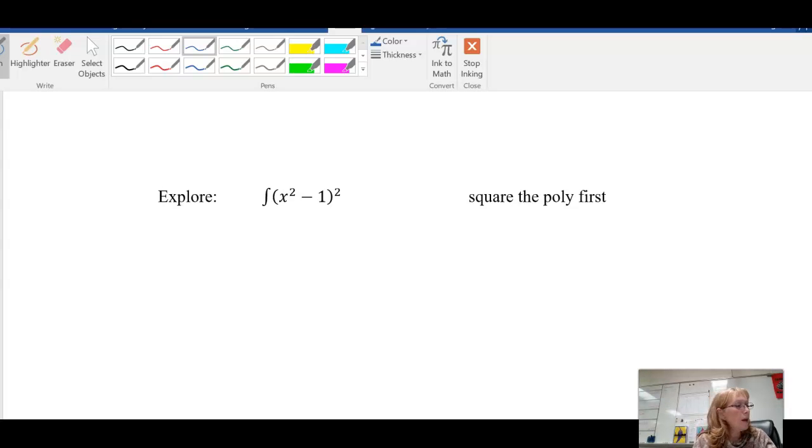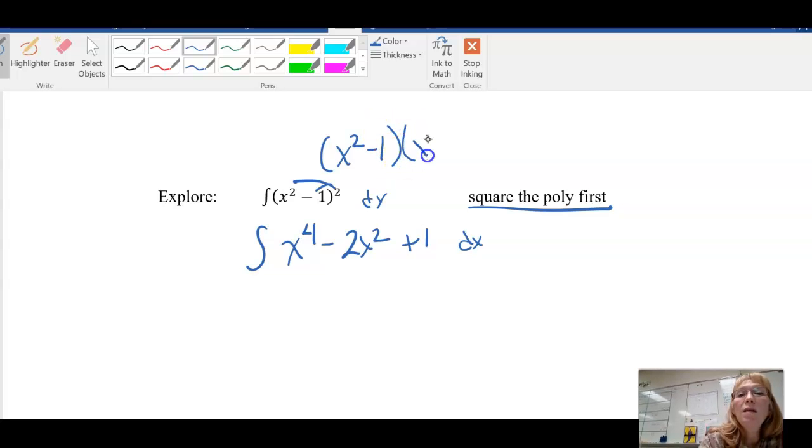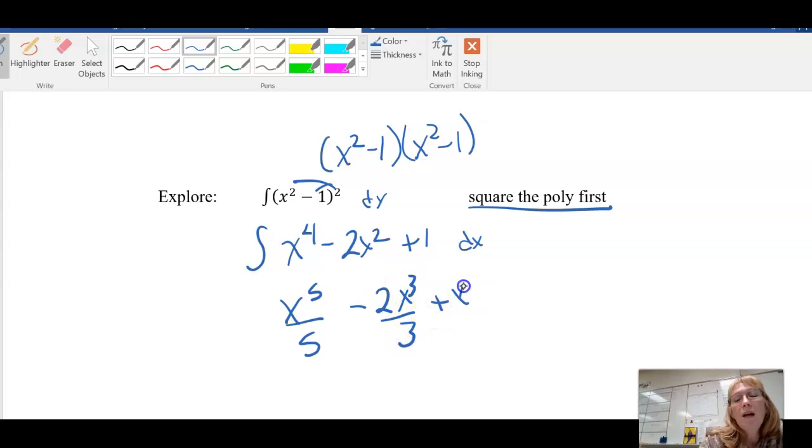Okay, I hope you took my hint and actually squared it first. And you should have had an integral of x to the 4th minus 2x squared plus 1. And I hope none of you distributed like that, because that would have been wrong. You have taken x minus 1 times x squared minus 1, correct? And that gives us this term. Now we integrate all of those. So that's x to the 5th over 5 minus 2x cubed over 3 plus x plus c. Add and divide.